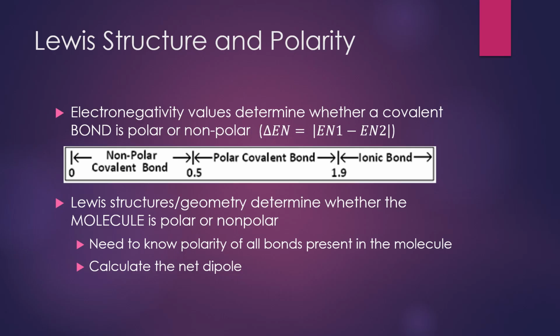Now what we're going to do with the structures, the geometry, is use it to determine whether the entire molecule is polar or nonpolar. Because you can actually have polar bonds on a molecule where individual bonds are polar, yet the molecule itself is nonpolar. So the geometry is going to help us figure that out.